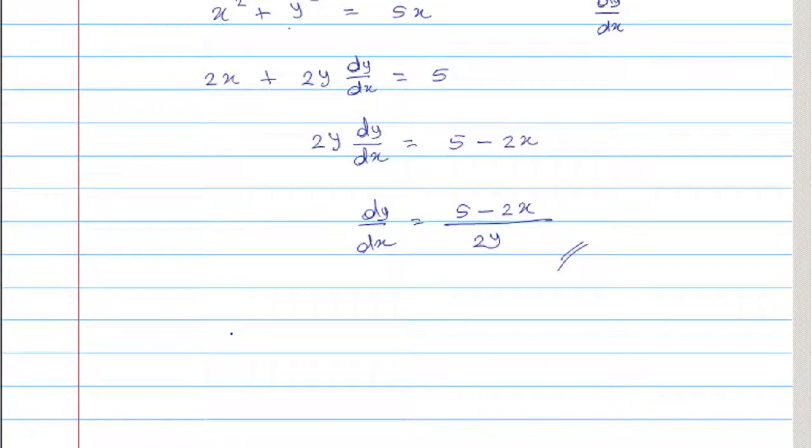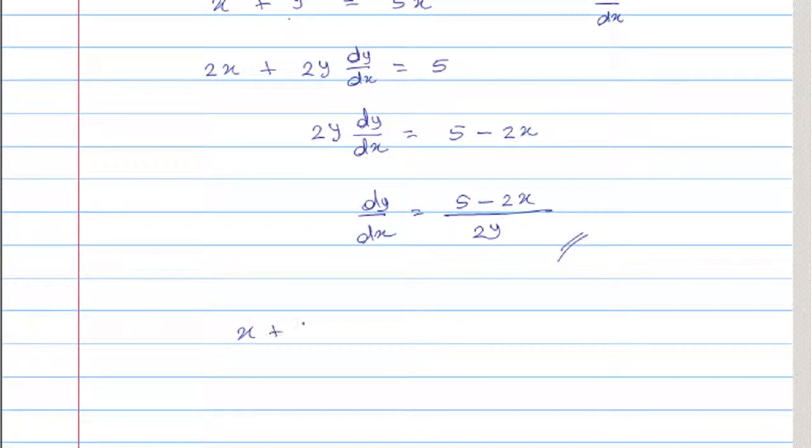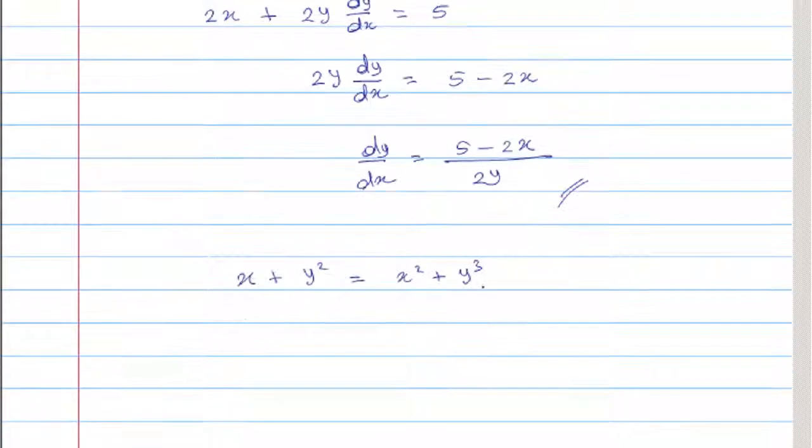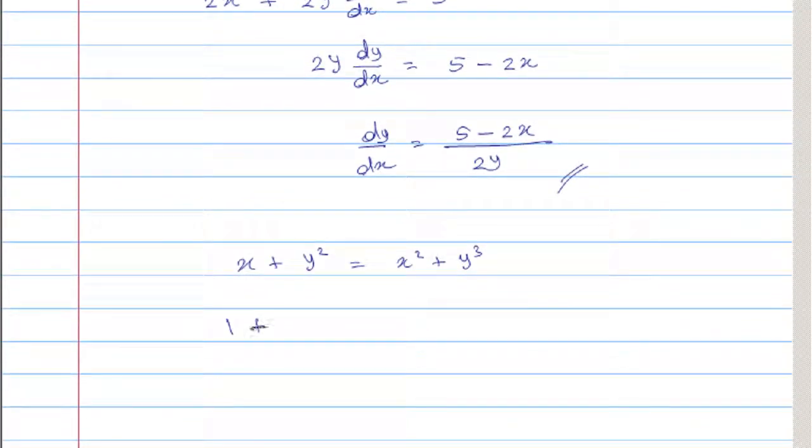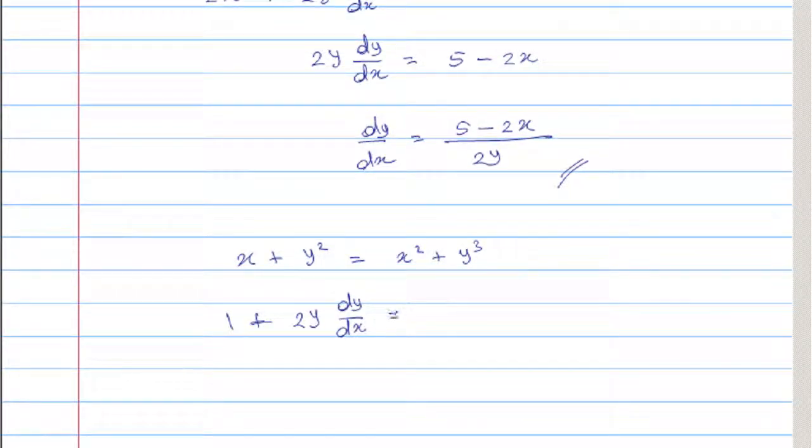Okay, let's take another example. Let's say I have x plus y squared is equal to x squared plus y cubed, and once again, I want to find dy over dx. Differentiating the left hand side with respect to x, differentiating x, I get 1. Now differentiating y squared, if I was differentiating with respect to y, I would get 2y, but since I want to differentiate with respect to x, I have to add on this dy over dx.